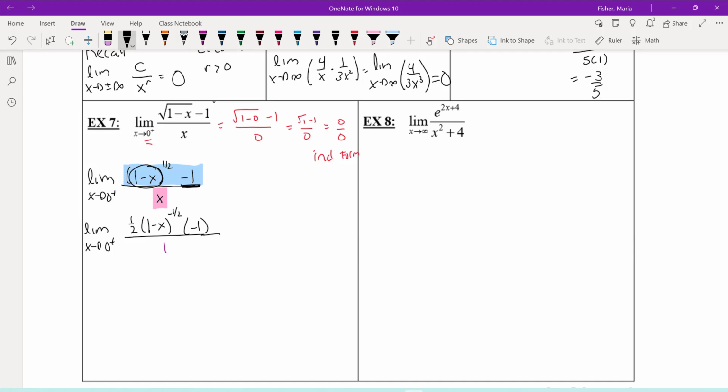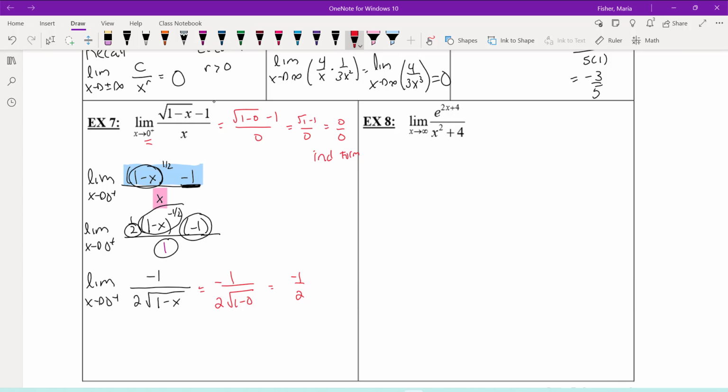Let's rewrite this before we take the limit. We don't need this over 1. This guy here is a negative exponent, so I'm going to move it to the denominator. I'm going to leave negative 1 in the numerator. 2 is already in the denominator. And I'm going to rewrite it as a radical instead of the 1/2 power, and that's going to be the square root of 1 minus x. Now, do direct substitution again. Negative 1 over 2 times the square root of 1 minus 0, well, that's going to be negative 1/2. So the limit as x approaches 0 from the right of the square root of 1 minus x, minus 1, all over x is going to be negative 1/2.